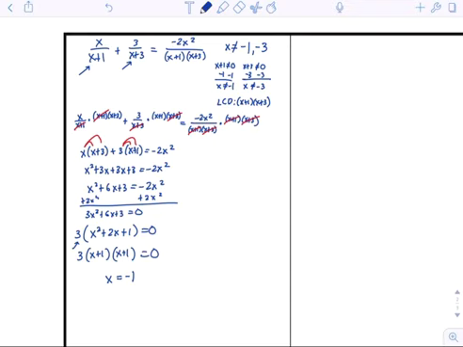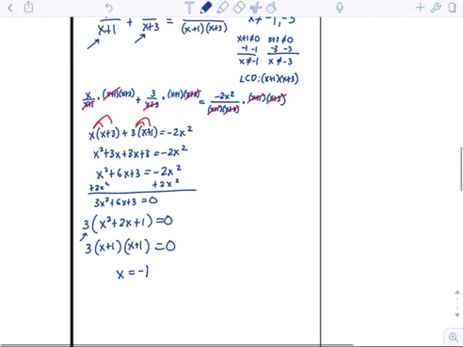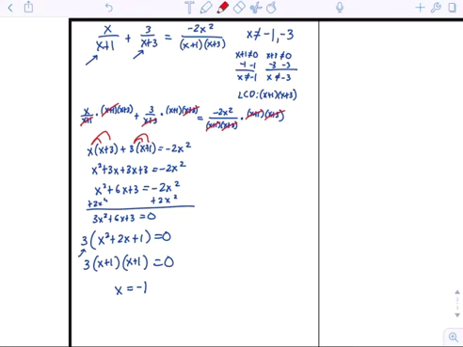Alright, so now when you guys get an answer, right, be careful because you have to look at the excluded values to make sure your answer is not that. Well, notice that negative 1, and it already says x can't be negative 1. So that is what we call, this is an extraneous solution. And since that's the only answer we found, there's nothing else. So that means we have no solution.